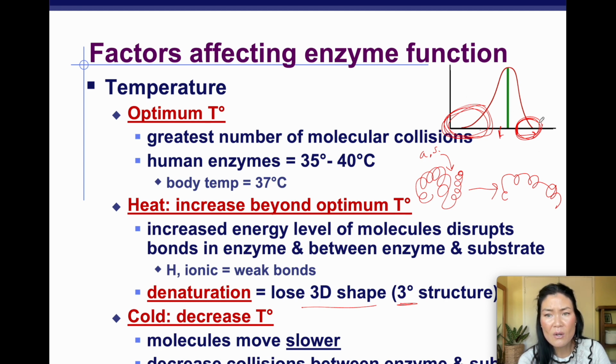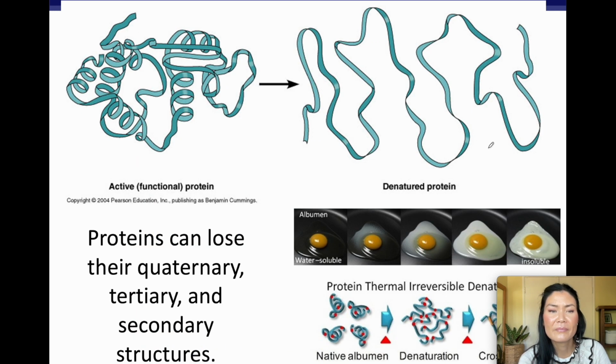Some students will say, oh, enzymes are denatured when it's too cold. Enzymes are denatured when it's too hot. No, they only get denatured when it's too hot. They don't get denatured when it's too cold. It's just that in the cold, the molecules are not moving fast enough. So this is what we mean by denaturing.